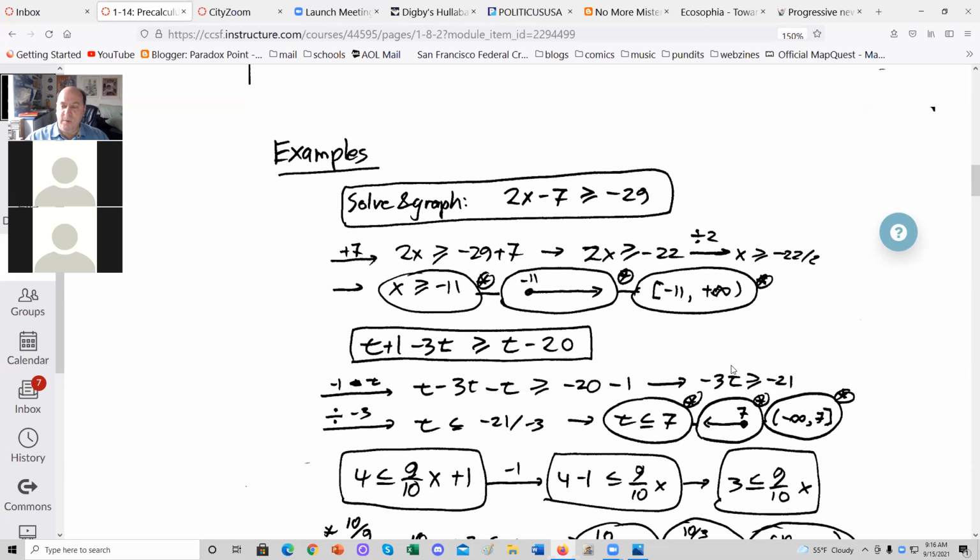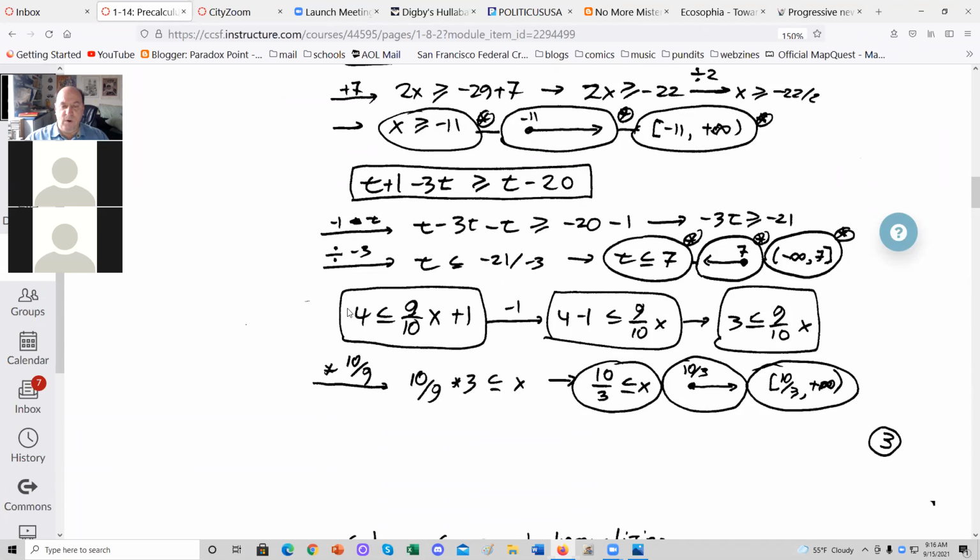Now, to simplify this, we divide by a negative 3. That changes the greater than or equal sign to a less than or equal sign. So t is less than or equal to negative 21 over negative 3. So t is less than or equal to 7. It's this half line, including 7 and everything to the left of it. And this is denoted by the interval negative infinity to 7, square bracket.